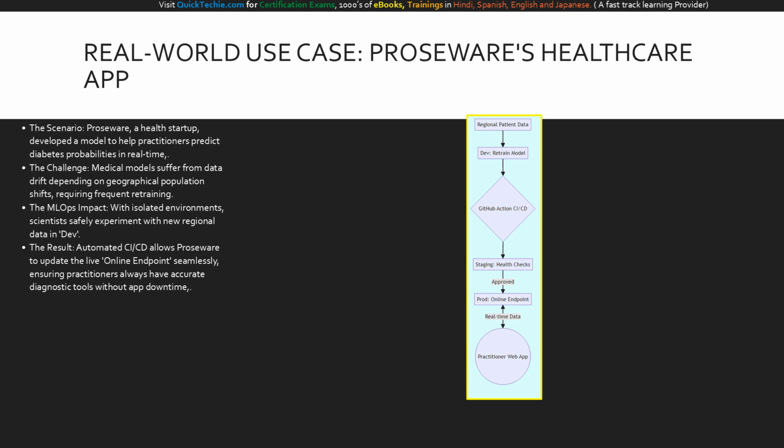This final architecture summarizes Prosware's success. New regional patient data securely enters the dev environment for retraining. The GitHub Action CI/CD engine takes over, pushing the model to staging for health checks. Once approved, it updates the production online endpoint. The practitioner web app communicates back and forth with this endpoint in real time, providing immediate, drift-corrected diagnostic insights directly to the doctors.